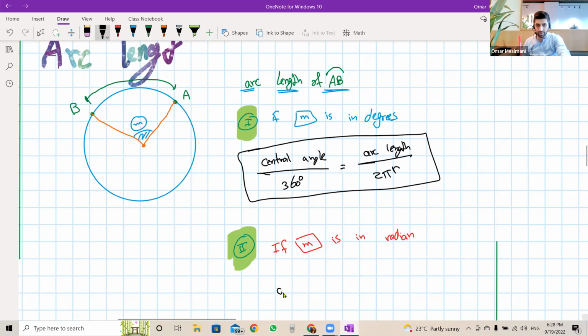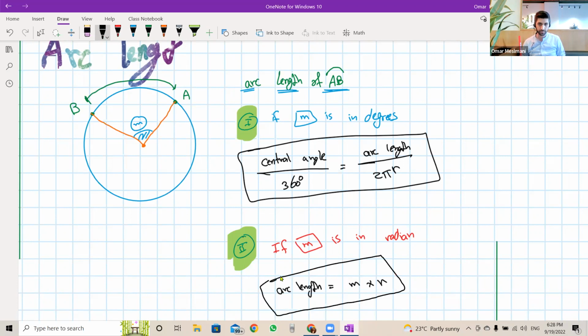What is the formula then? The arc length is equal to the central angle multiplied by the radius. Look how easy it becomes when your central angle is in radians. One more time: once your central angle is in radians, the arc length is equal to M multiplied by r. M is the central angle and r is the radius.